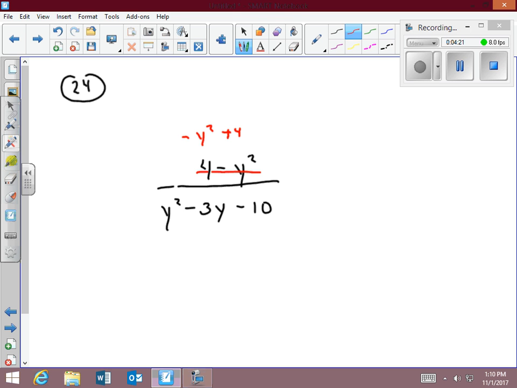Factor a minus sign out. So if you factor a minus sign out of the numerator, you can put that minus sign right out here in front, just as a minus. Minus in the numerator is the same as a minus out in front, which is the same as a minus in the denominator, right? And then this becomes y squared minus 4. Are you good with that?